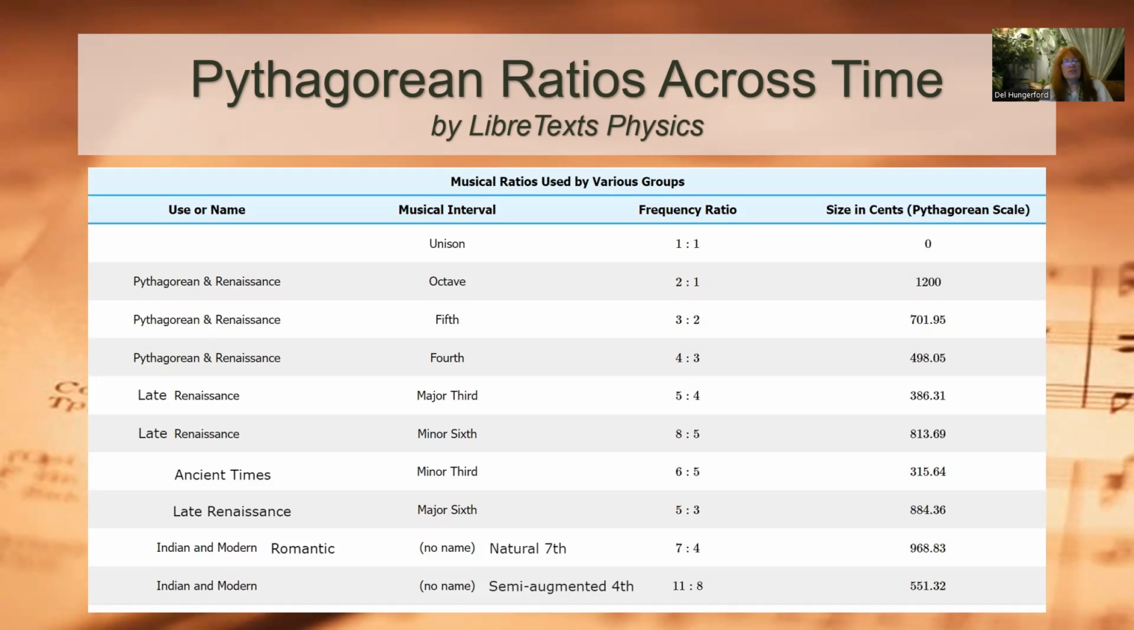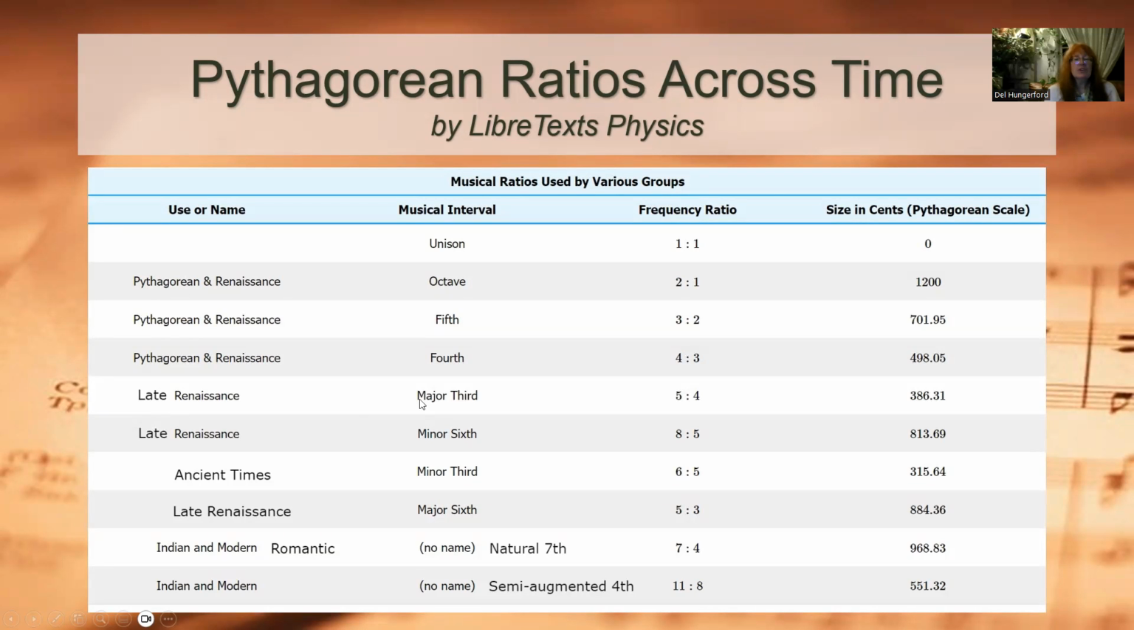Pythagorean ratios across time. Now, I got this from LibreTexts Physics, but then I realized he had some pieces that were missing. So that's why you're going to see, looks like I managed to get it in. I added the word late here, so my font is slightly different.